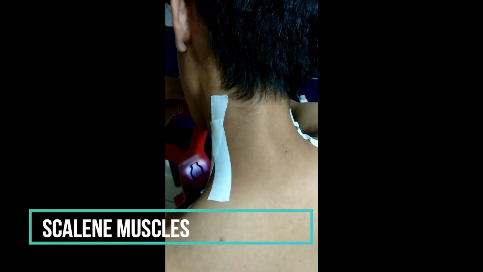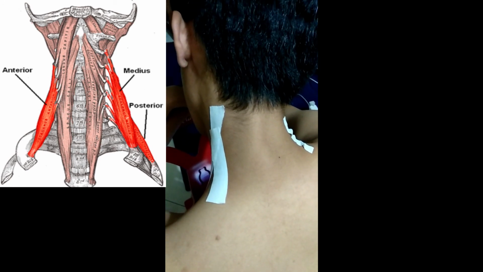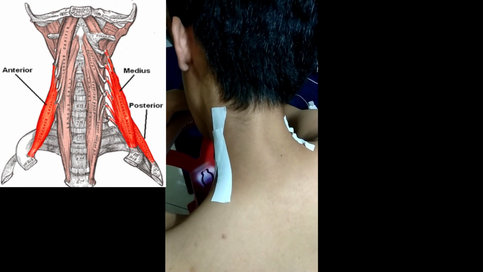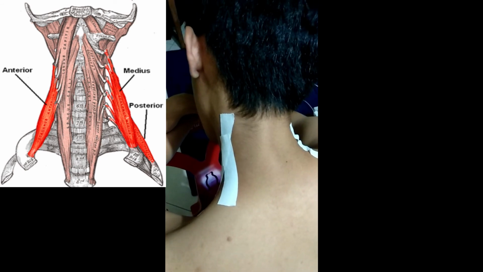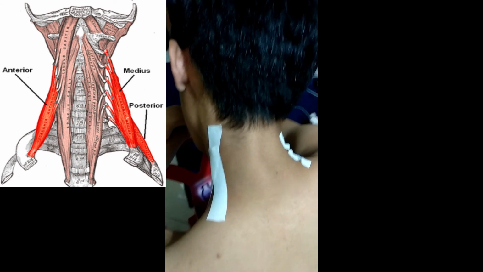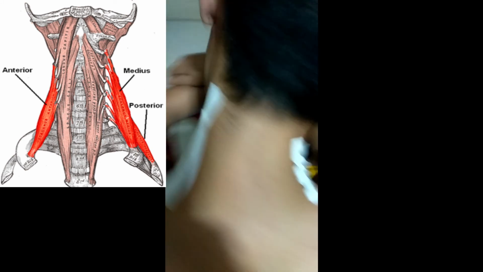There are 3 scalene muscles: the anterior, middle, and posterior. The scalene middle is the largest and longest of the 3 scalene muscles, and the posterior is the smallest and most deeply seated of the scalene muscles. So these are the scalene muscles, and the other ones here.